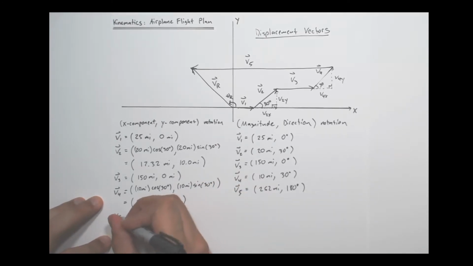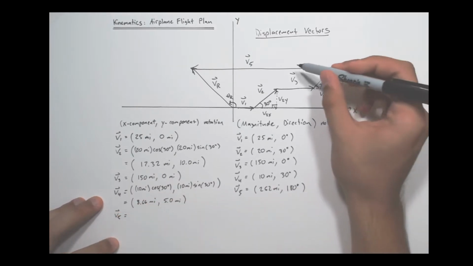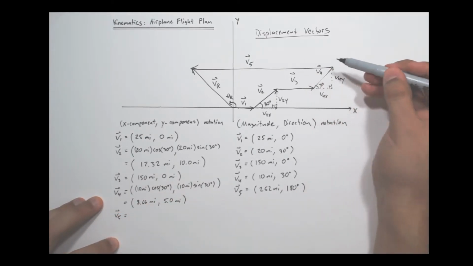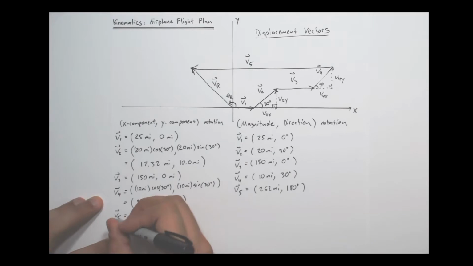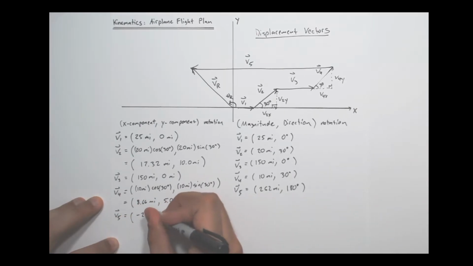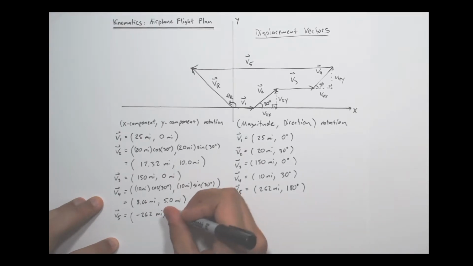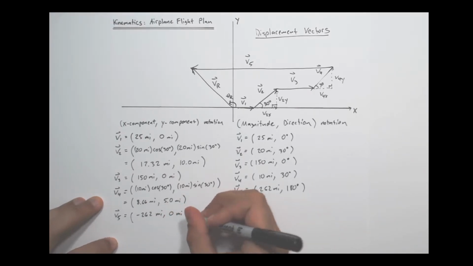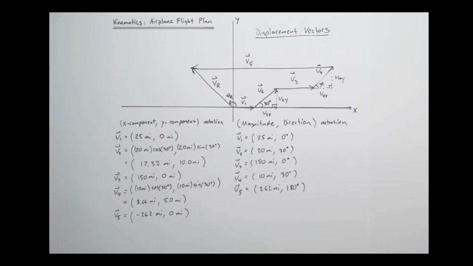Okay, last one we need is vector 5. Now this one is horizontal, but we must respect the fact that it's pointing in the westward direction. And so the way that will work is we're going to have negative 262 miles as the x component, and then 0 miles as the y component. So remember, vectors always have to consider the direction that it's headed, and that's why we put this negative sign over here.